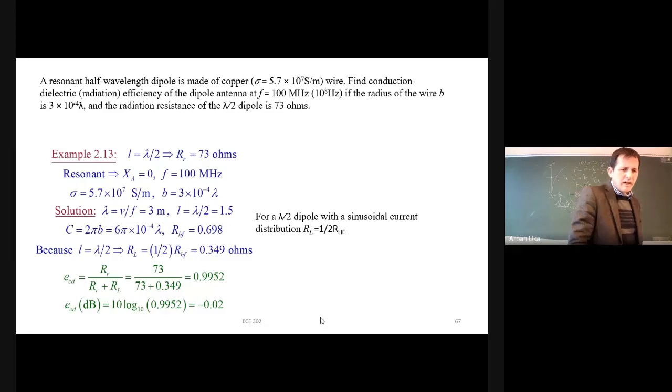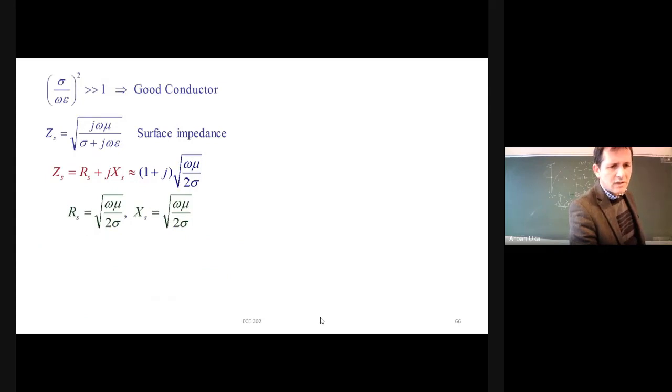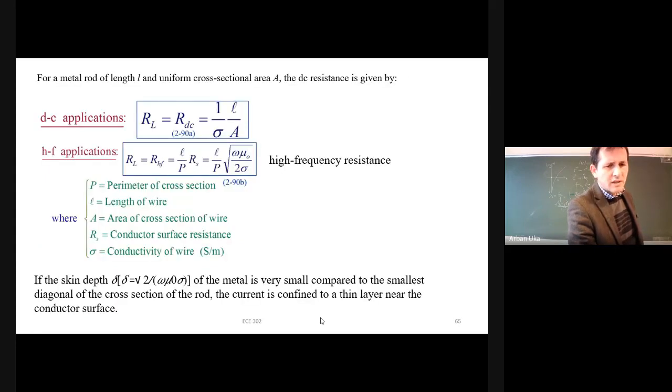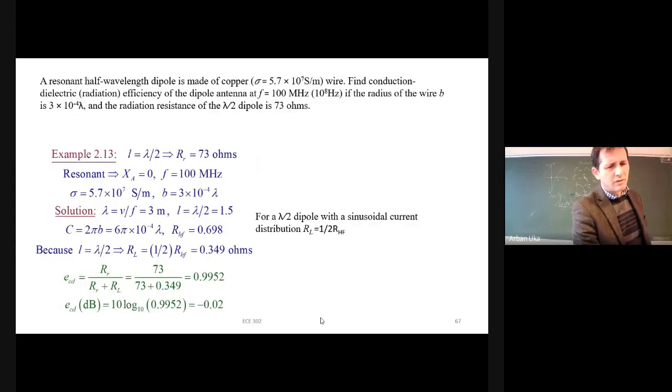So we can determine the RHF, and for RHF we can use this expression, which is given here, which is L divided by P times the frequency of omega. Now this omega is going to be 2 pi f, which is 2 pi times 10 to the power 8, times the permeability divided by the conductivity. So in this expression we just substitute all the values. The C is a perimeter, which is 2 pi b, of any circle. We find the RHF, we find the RL, and the efficiency.